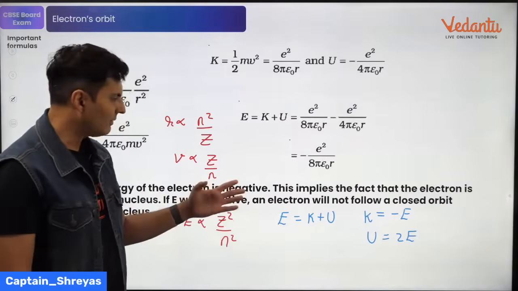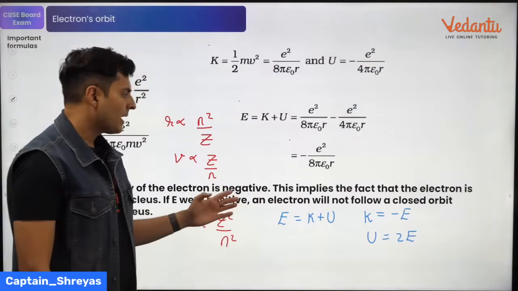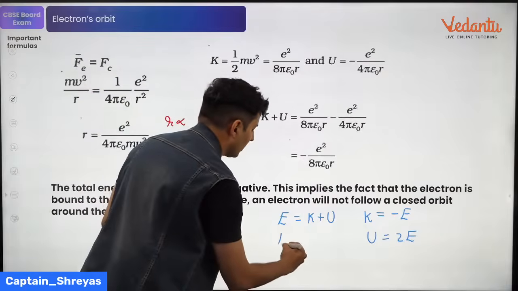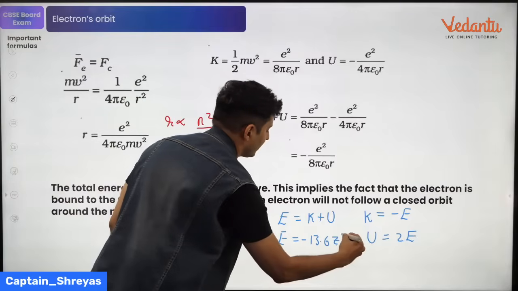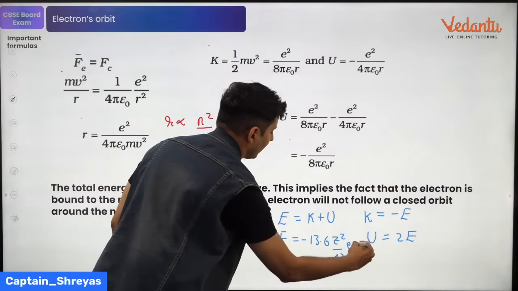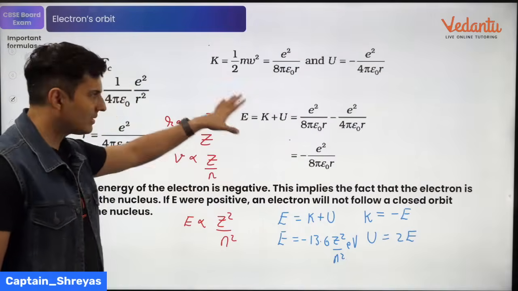So if you know these two things, it helps you solve many questions as well. Not just here, but even in JEE and NEET you will see that. So keep these things in mind. This total energy comes out as minus 13.6 Z square by n square in electron volt. Okay, so you don't have to remember these things, that's useless.